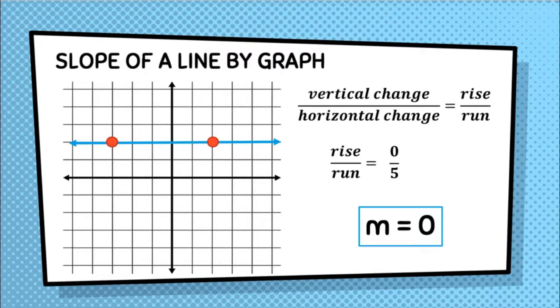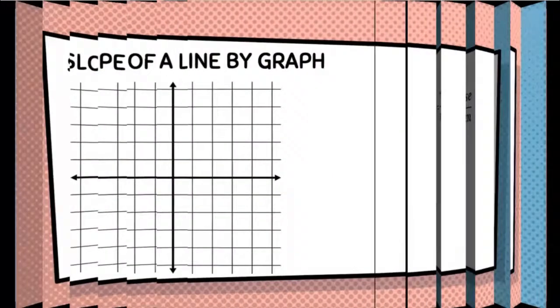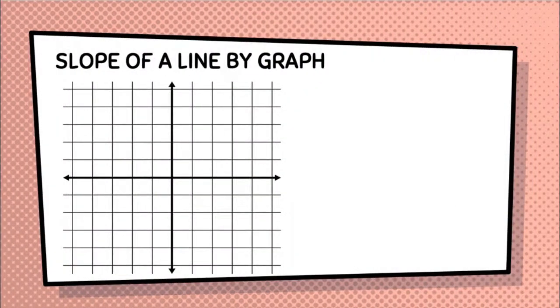Notice that the trend of our line from the graph is parallel to our x-axis. That's why our slope is 0, because there is no steepness of the line. Next, we have this is our first point, and this is our second point, connected by a line.